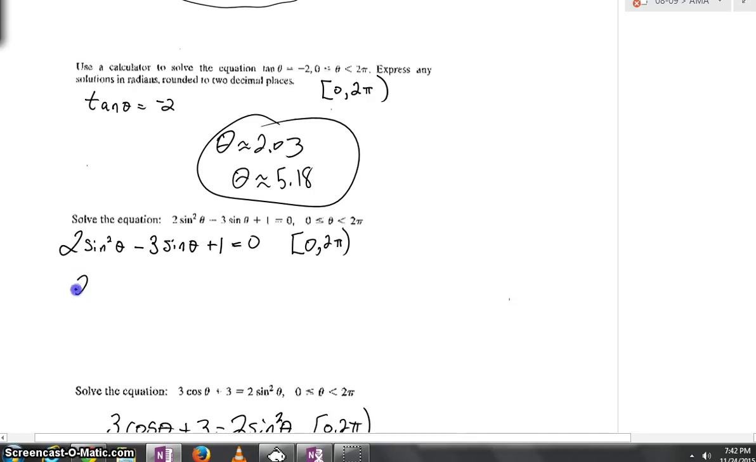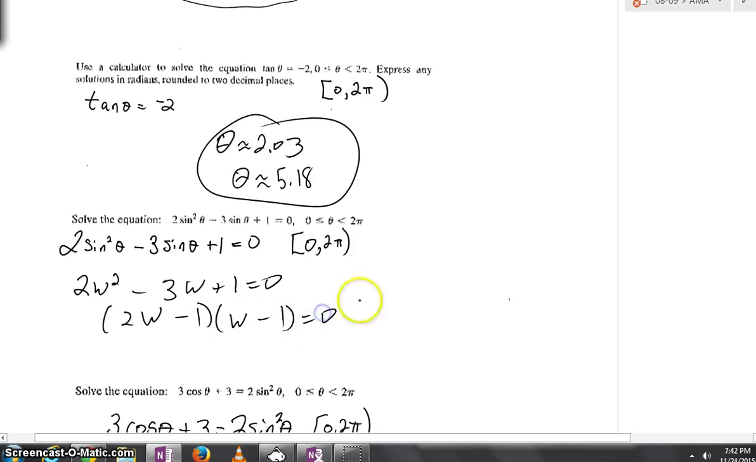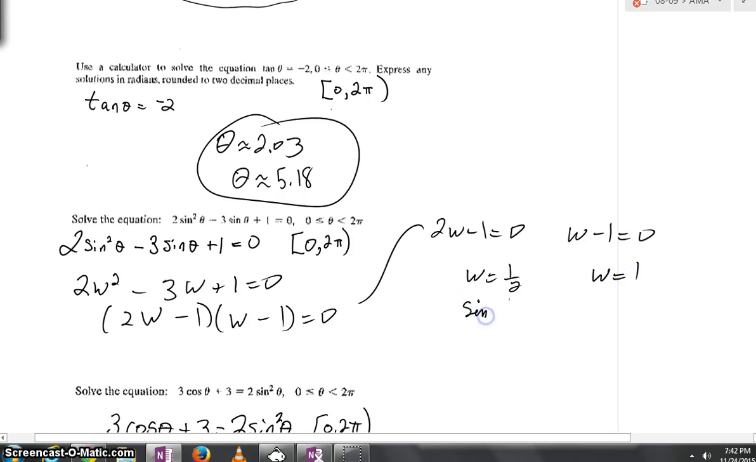Moving on to the next problem, what if instead of having sine, I let w fill in for it? And if we did, we could see that this would factor into 2w minus 1 and w minus 1. And that would mean 2w minus 1 could equal 0, and w minus 1 could equal 0. We'd get w equals a half, and w would equal 1. This actually means sine of theta is a half, or sine of theta would equal 1.